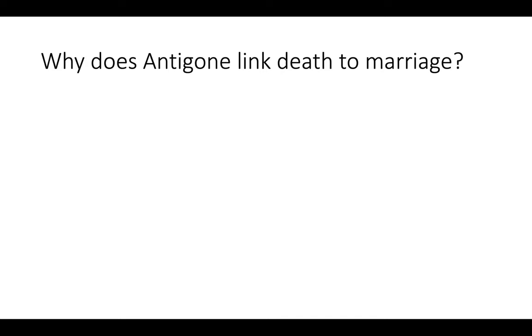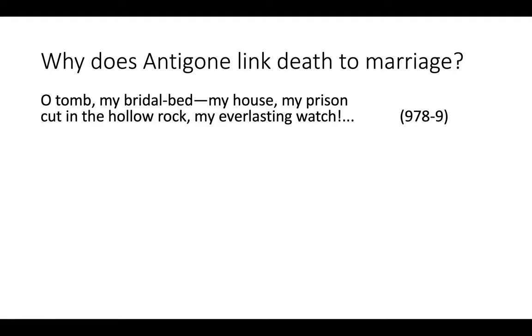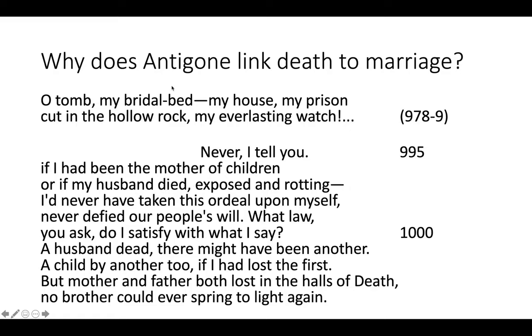Okay, so then in the end, Antigone has all these links between death and marriage. When she chooses death, it's as if she's choosing to get married to death. It's very interesting, especially since she's engaged in the play to Haemon. So she refers to the tomb she's sentenced to die in as her bridal bed: my house, my prison, cut in the hollow rock, my everlasting watch. My bridal bed. So your bridal bed is the bed on which you'll lose your virginity when you're married. So she sees her death as a ritual of marriage, which is kind of interesting.